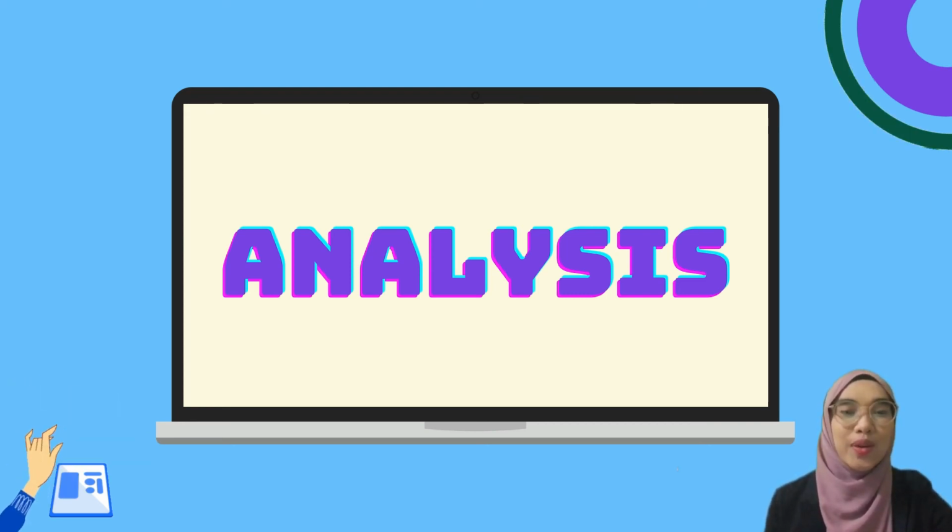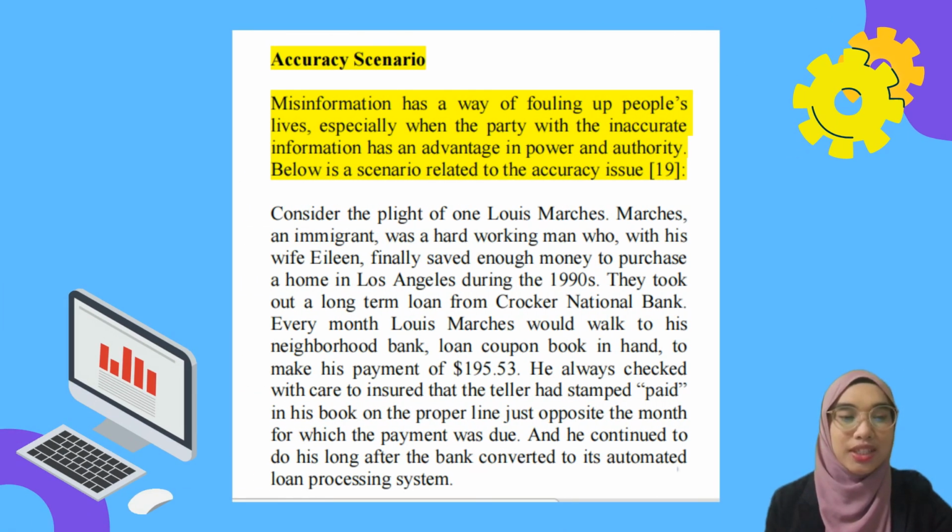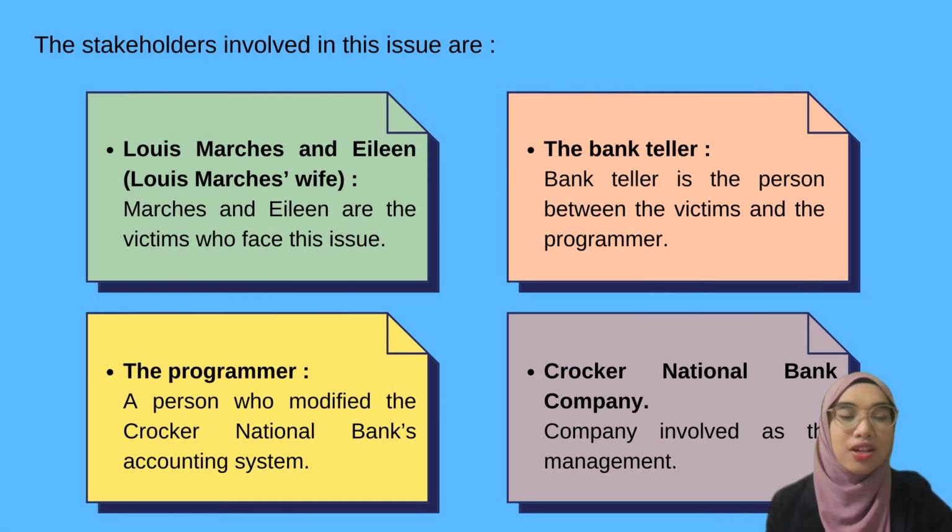I will continue with the analysis of the case study. Based on the article chosen, the problem being faced is related to the accuracy of computer system. The stakeholders involved in this issue are Louis Marcius, Marcius' wife Elaine, the bank teller, the programmer, and Crocker National Bank Company. Marcius and Elaine are the victims who face this issue.